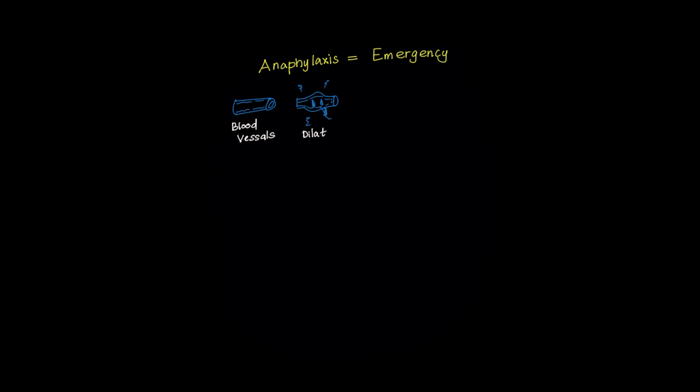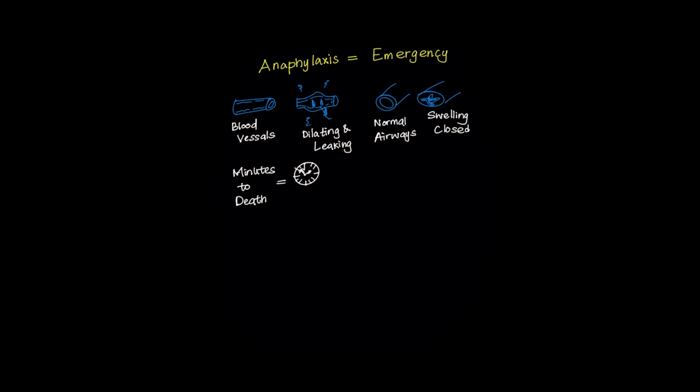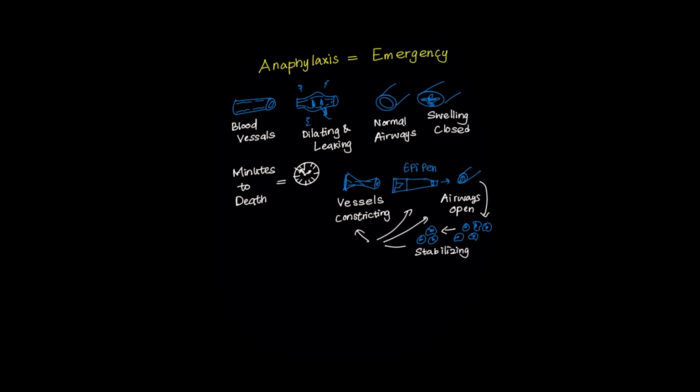Anaphylaxis treatment has one absolute rule: epinephrine first, always. During anaphylaxis, massive histamine release causes blood vessels to dilate and leak fluid, dropping blood pressure while airways swell shut. Epinephrine is the only drug that reverses all these life-threatening changes simultaneously. It constricts blood vessels to restore blood pressure, relaxes bronchial smooth muscle to open airways, and stabilizes mast cells to stop histamine release. This must happen within minutes or the patient dies.